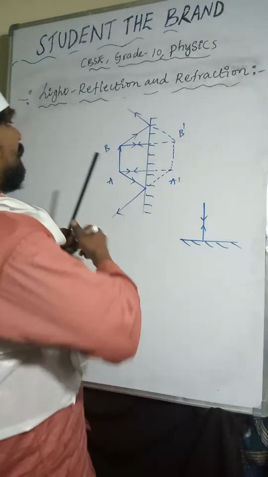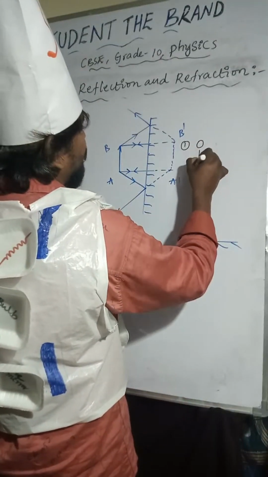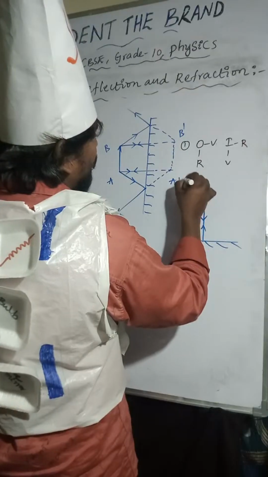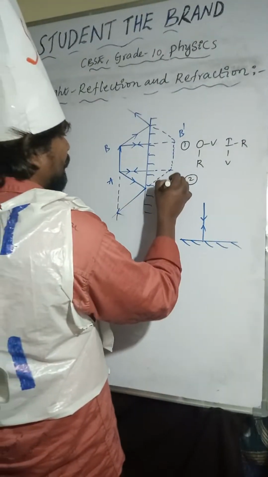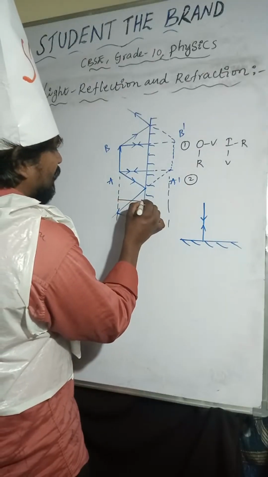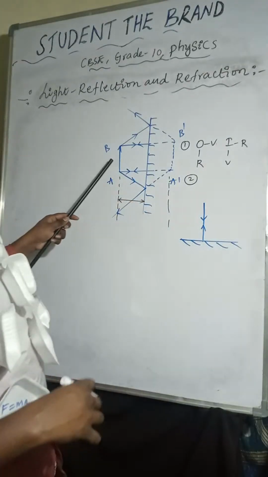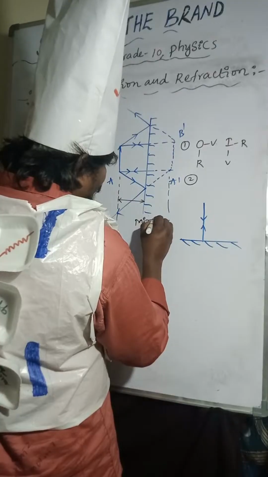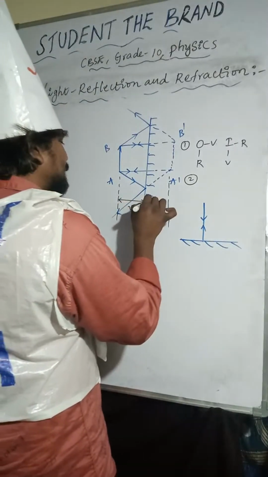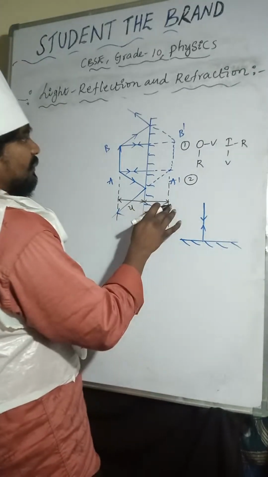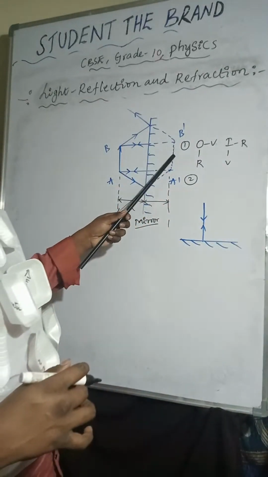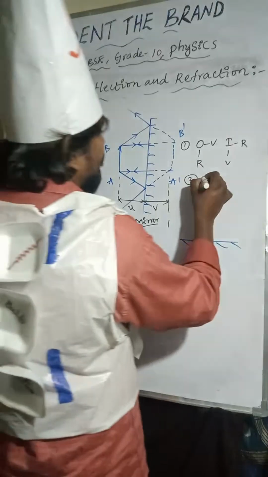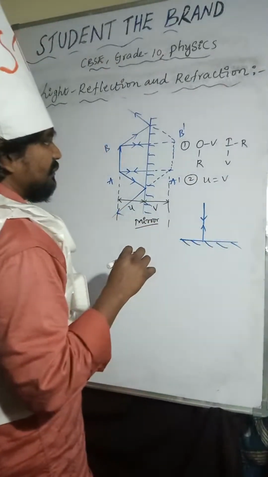Point number one: object is real, image is virtual. Point number two: object distance is equal to image distance. This is the object and this one is the mirror. The distance between the object and the mirror, and the distance between the image and the mirror, are equal. Object distance is equal to image distance.